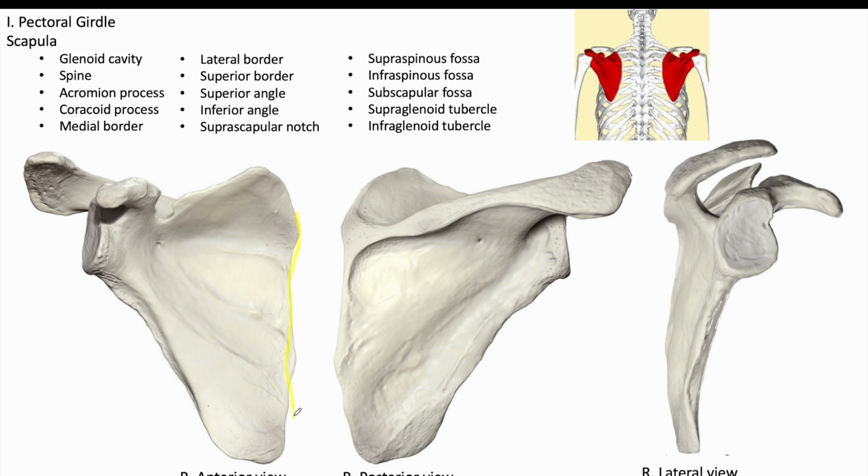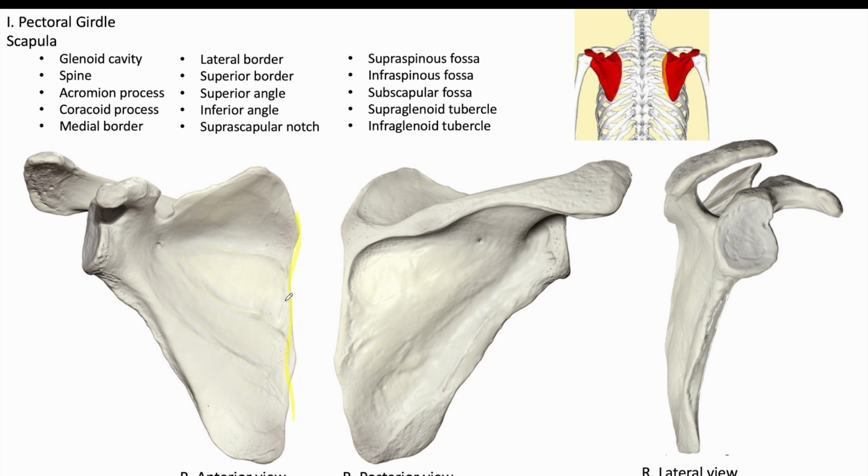Okay? So the medial border is the border that is facing the midline of your body. So from the anterior view, this would be the medial border. Your right humerus is going to attach here. So this is the medial border from the right anterior view. From the back, this then would be the medial border. So you can see here, this would be the medial border of the right scapula from the back side.